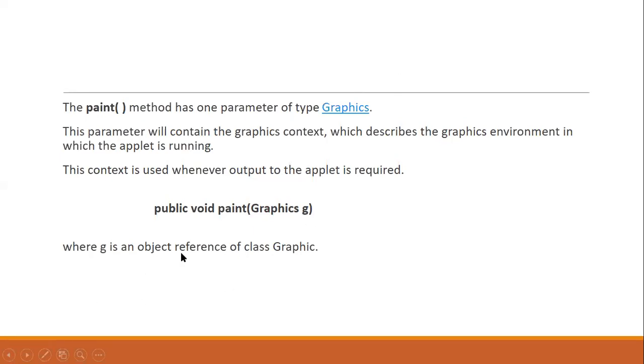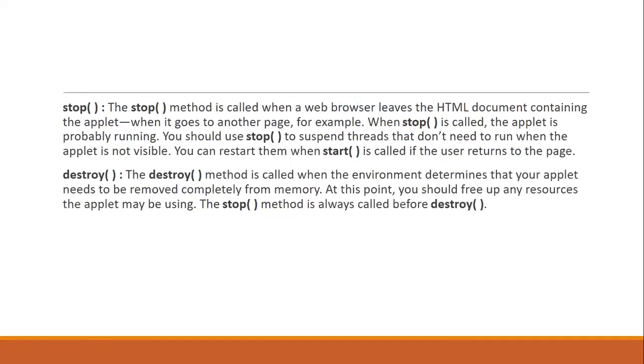So G is an object reference for the class Graphics, and with the help of this G object, the other methods which are responsible for drawing the elements of the applet can be invoked. Then lastly, we have, at the time of termination, the stop method and the destroy method.